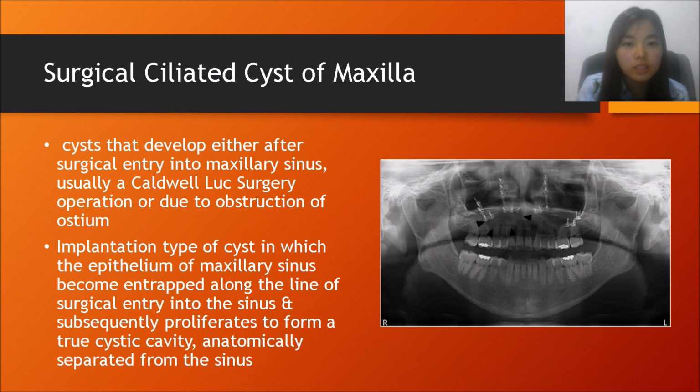Surgical ciliated cyst of maxilla. This is the cyst that develops either after surgical entry into the maxillary sinus, usually a Caldwell-Luc operation, or due to the obstruction of the ostium. This is the implantation type of cyst in which the epithelium of the maxillary sinus becomes entrapped along the line of the surgical entry into the sinus, and it subsequently proliferates to form a true cystic cavity anatomically separated from the sinus. As you can see in the diagram on the right side, there is a cyst-like lesion that occurs near the maxillary sinus.